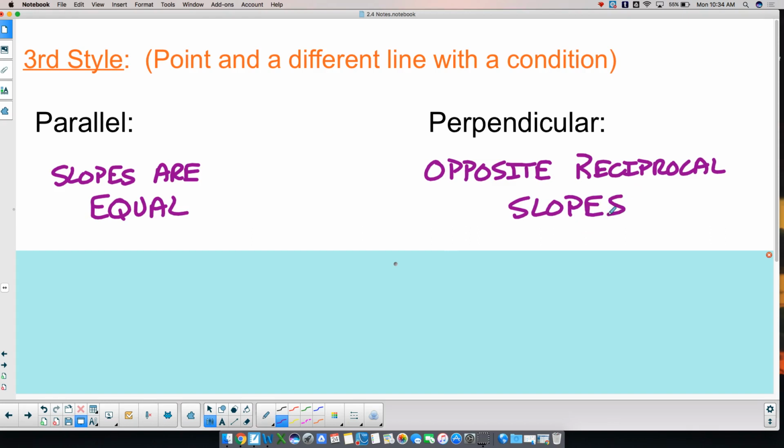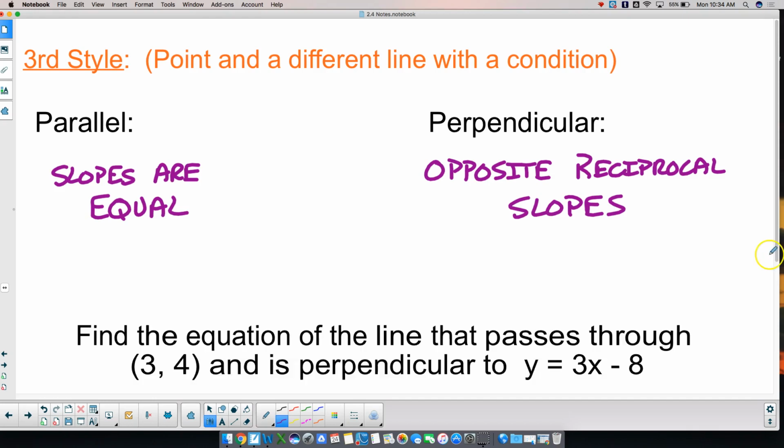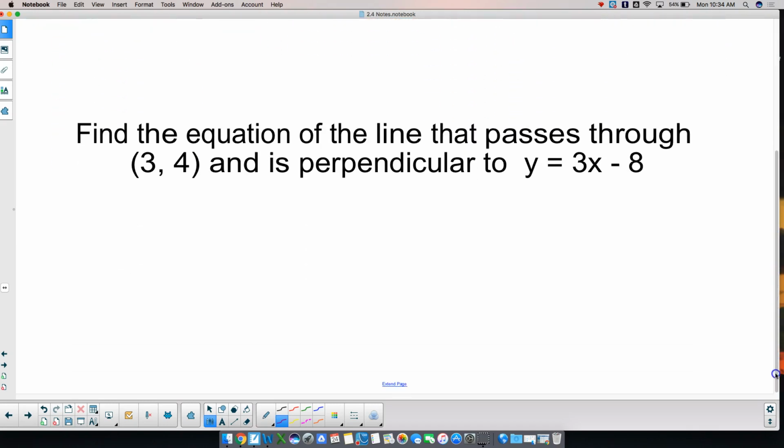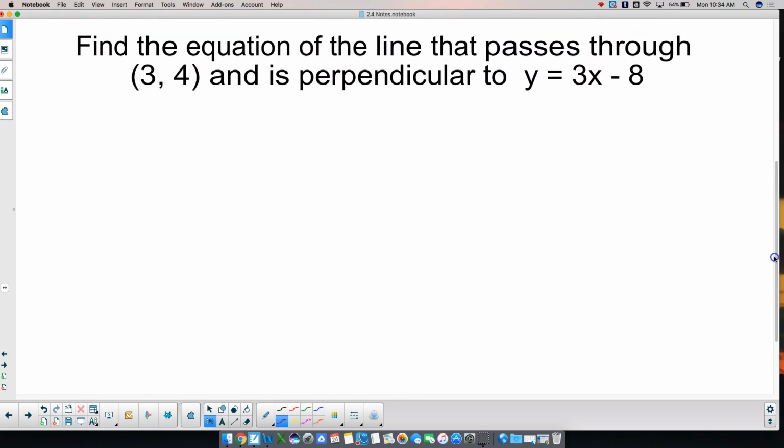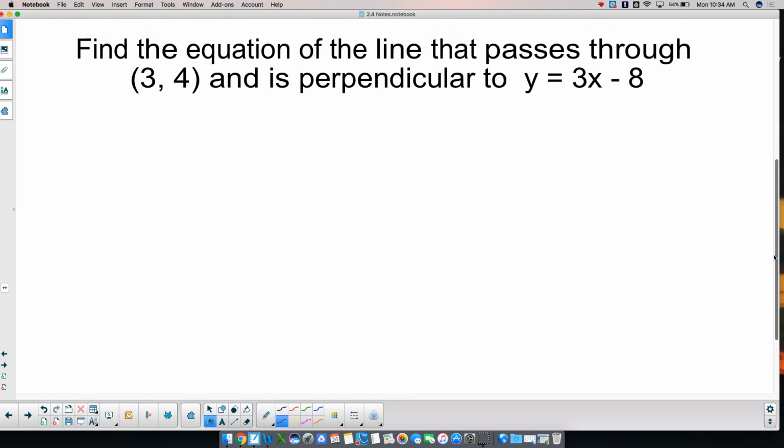Not just reciprocal slopes, not just opposite slopes. They are opposite reciprocal slopes. They have to be both. Okay? So, here is a problem that goes along with that. I want to find the equation of the line that passes through the point 3, 4 and is perpendicular to the line y equals 3x plus 8.